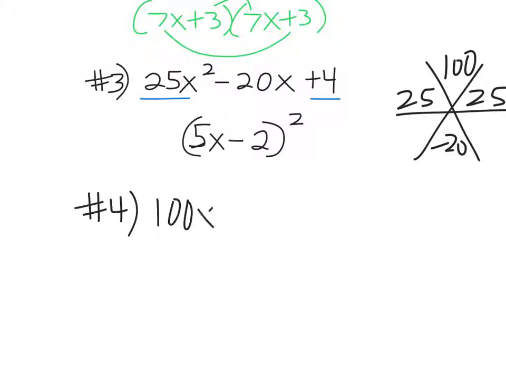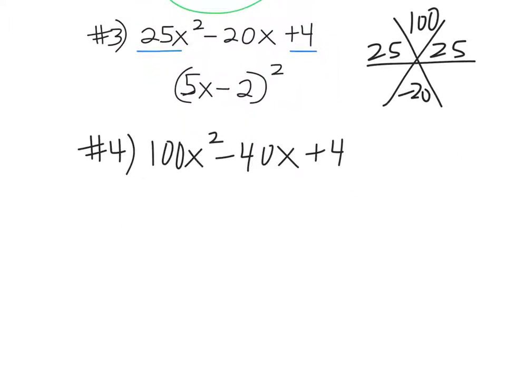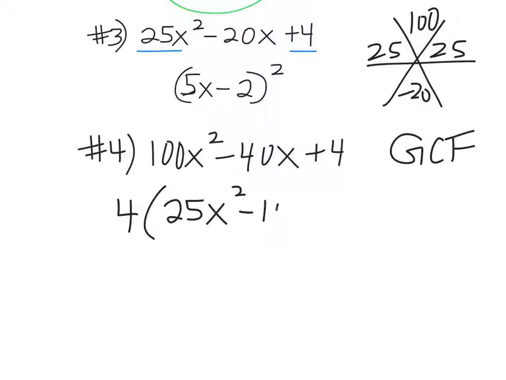100x squared minus 40x plus 4. Now, the thing is, then we get super excited because we know how to do these. But don't get too excited just yet. Don't forget the first rule of factoring. GCF. We need to factor out a 4 first, okay? So you're like, ooh, perfect square, I'm going to do it, just wait. You're getting ahead of yourself. We've got to factor out that 4. All right, so let's factor the 4 to the front, and we get 25x squared minus 10x plus 1.